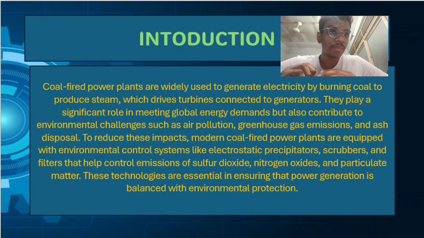To reduce these impacts, modern coal-fired power plants are equipped with environmental control systems like electrostatic precipitators, scrubbers, and filters that help to control the emissions of sulfur dioxide, nitrogen oxides, and particulate matter. These technologies are essential in ensuring that power generation is balanced with environmental protection.